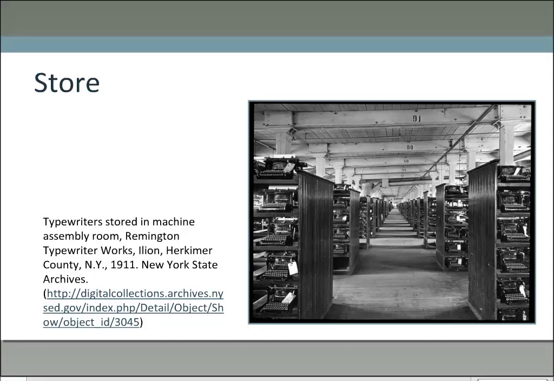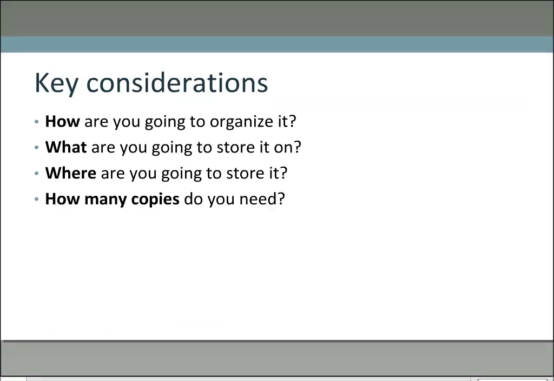So moving on to storage. There are 4 key considerations, the first of which, how are you going to organize it, centers largely around your own digital business records. What and where you're going to store it concern both the digital content in your collections and your business records, as does how many copies do you need.